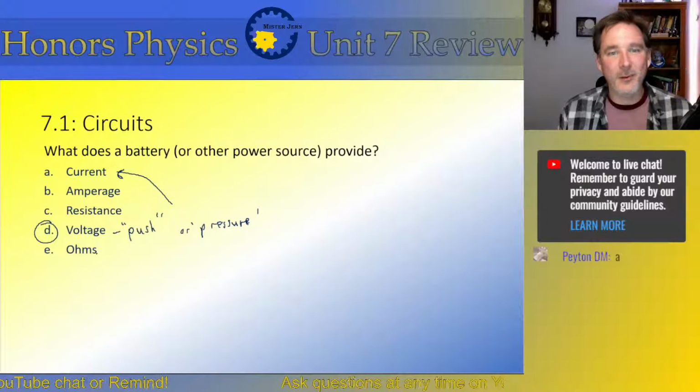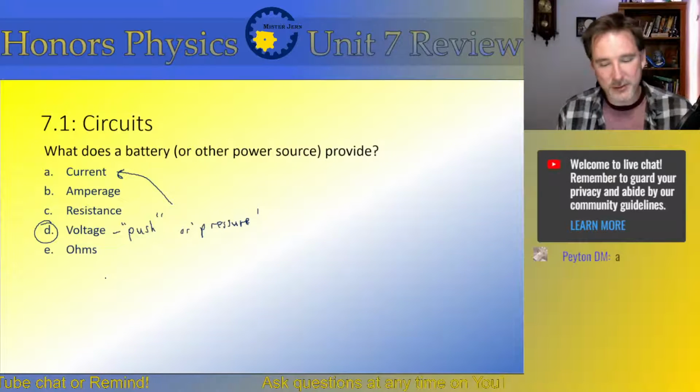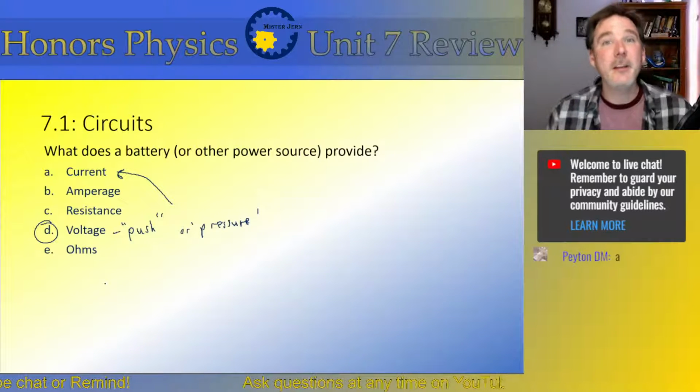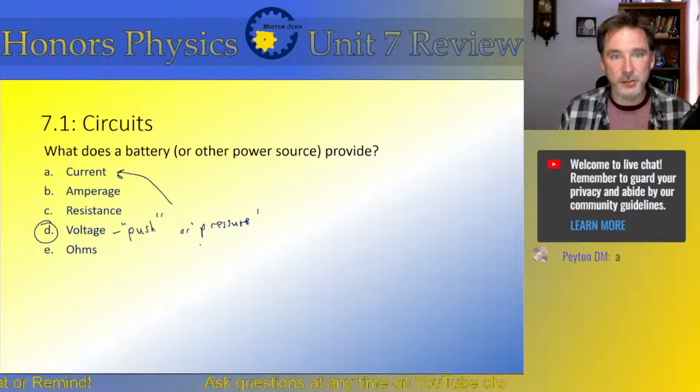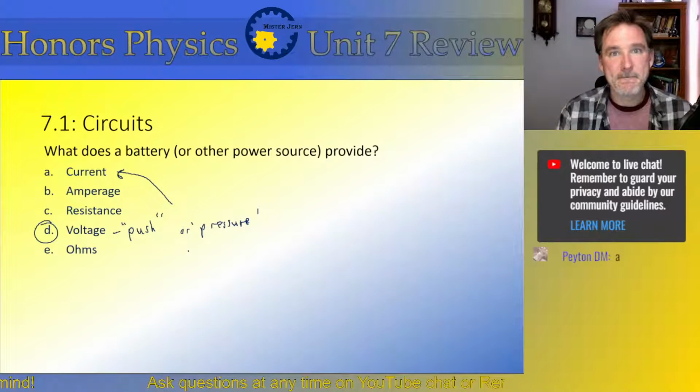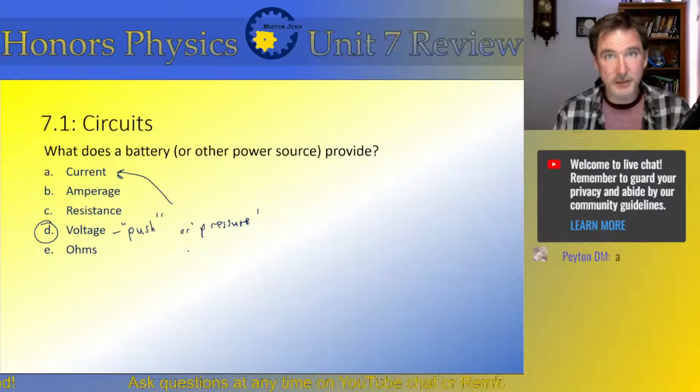And ohms, we can argue about ohms. There's always internal resistance in a battery. But primarily, the purpose of a battery or a power supply is to provide the push, the voltage. All right, electric potential, energy, basically. Okay? All right, so again, don't forget the basics.